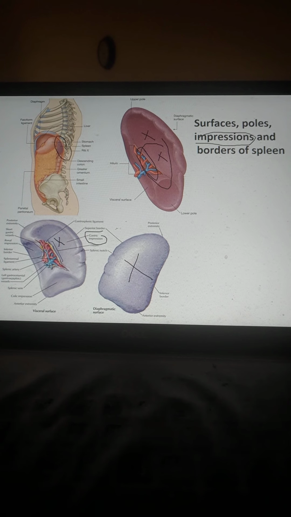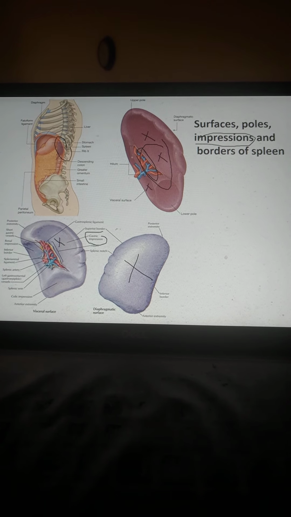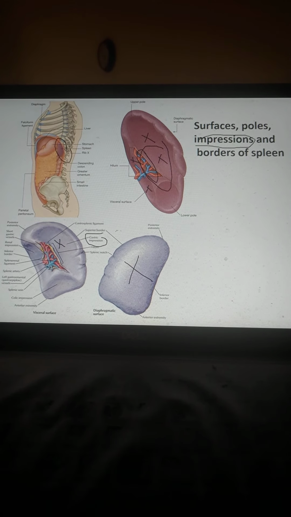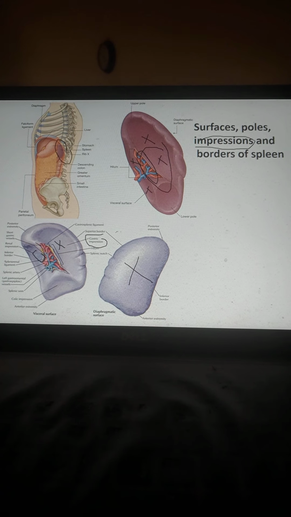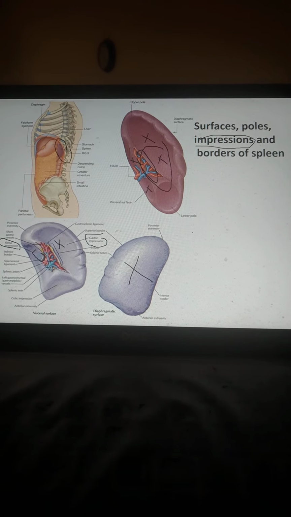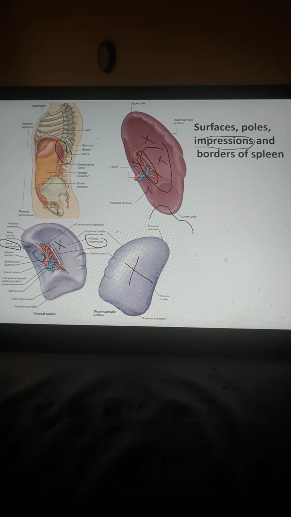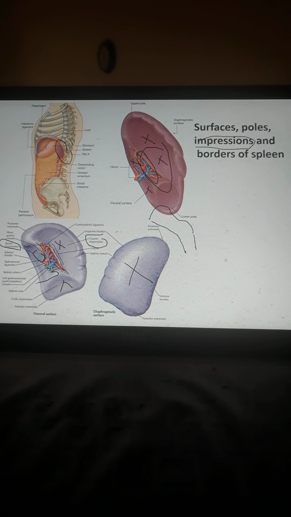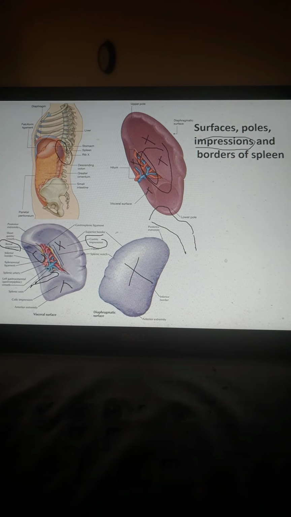Here is the impression below, which is related to the left kidney. It is the renal impression. Here is the impression related to the colon. As I told you, here is the left colic flexure. So it's colic impression. And there is an impression of the tail of the pancreas, so it's pancreatic impression.